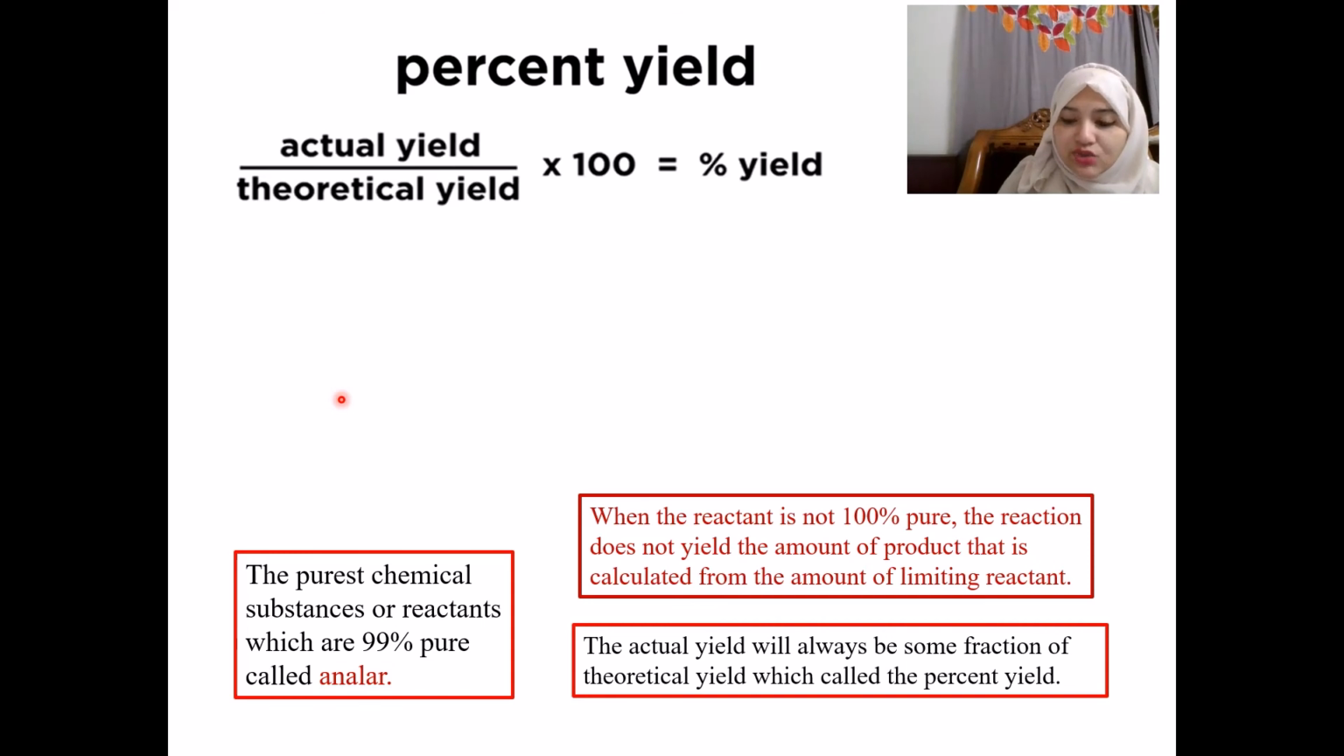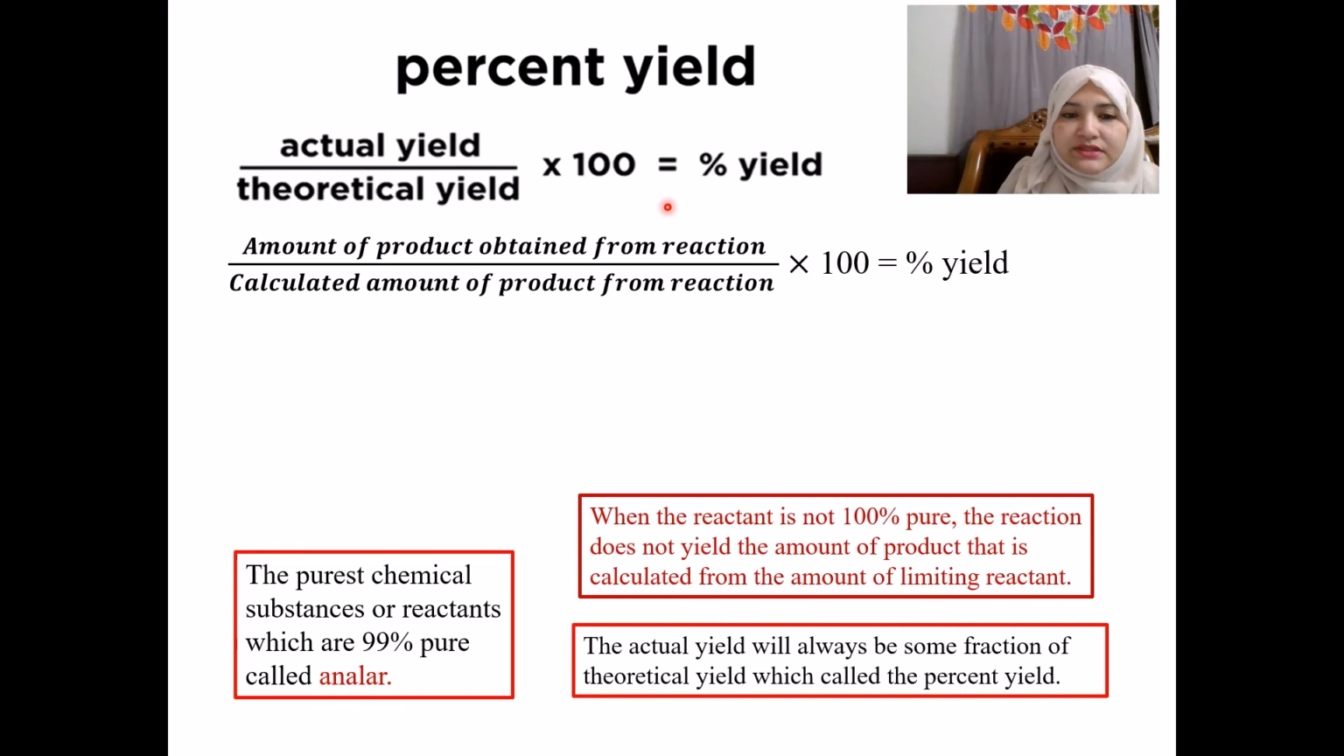Okay, the actual yield over theoretical yield times 100 is known as percent yield. The actual yield means the amount of product obtained from the reaction, and theoretical yield is the calculated amount of product from the balanced equation, and then multiplied by 100 and we get percent yield.